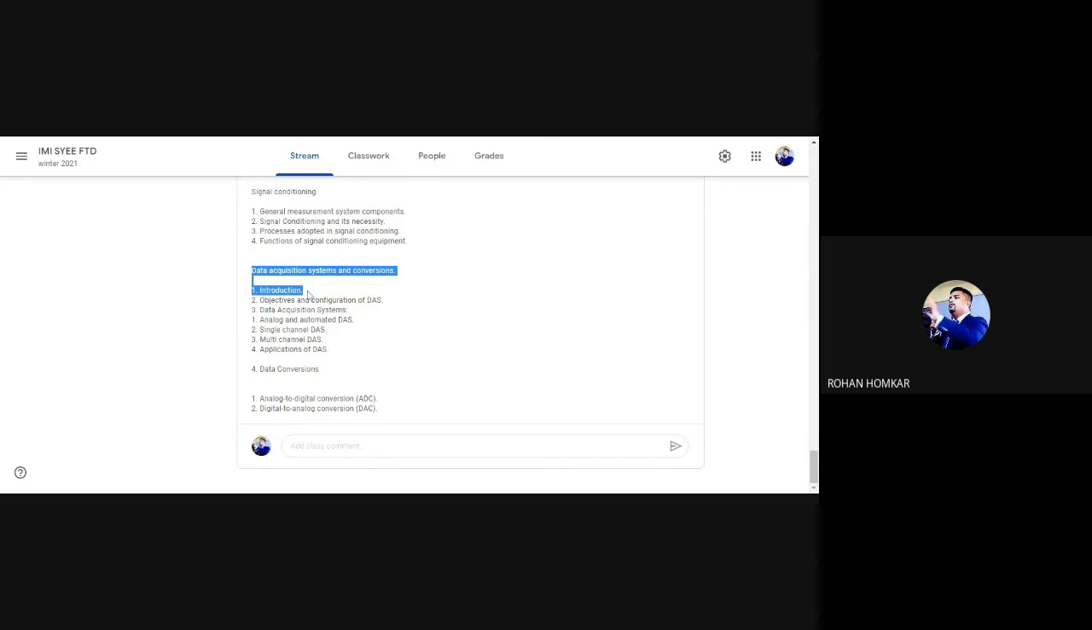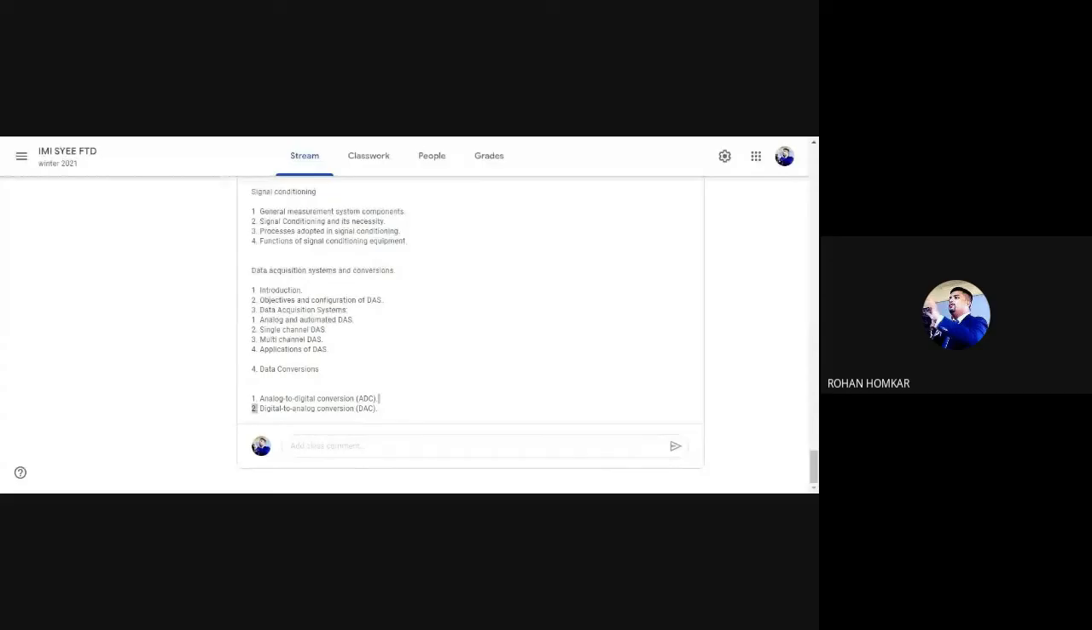Introduction is the first topic for this, like 14 number topic is for group 14. Then for 15, objective and configuration of data acquisition system. And then after 15, 16, 17, 18, 19 for the next topics. And this is analog to digital for group number 20, and for group 21, digital to analog conversion. So topics are available for a total of 21 groups.